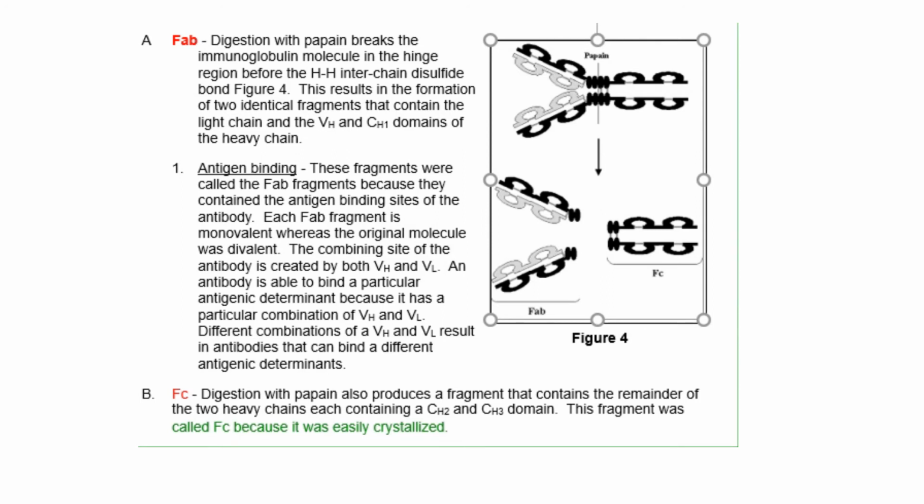The Fc region of the molecule is digested into small peptides by pepsin. The F(ab')2 binds antigen, but it does not mediate the effector functions of these antibodies. So this is the difference between the digestion with papain and digestion with pepsin.